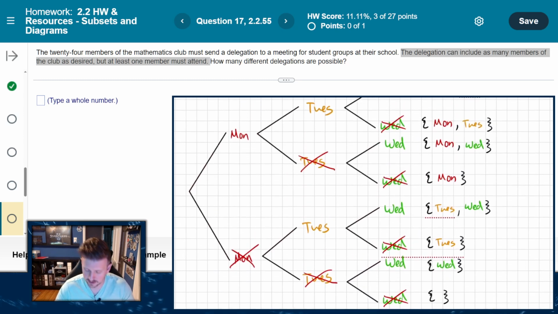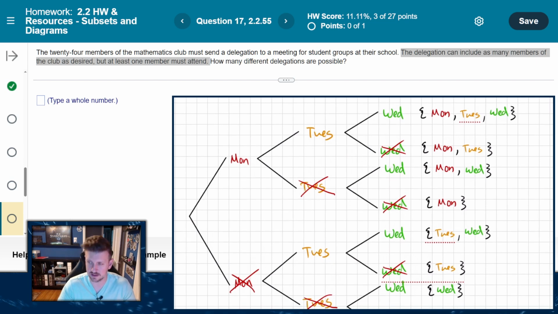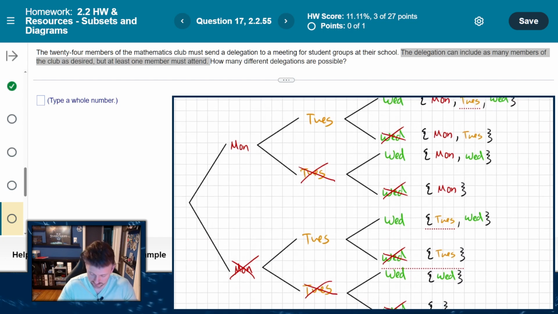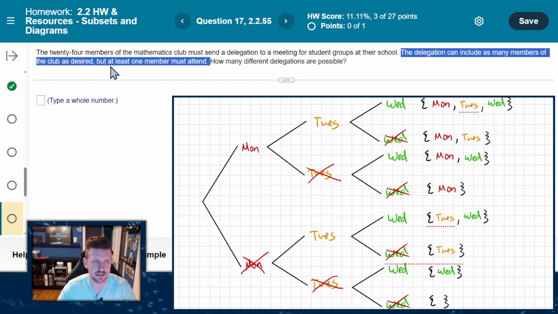So on here, it's basically a similar idea to the number of subsets compared to the number of proper subsets. The number of subsets is 2 to the n, with n being the number of elements that we have. But here, it says at least one member must attend.